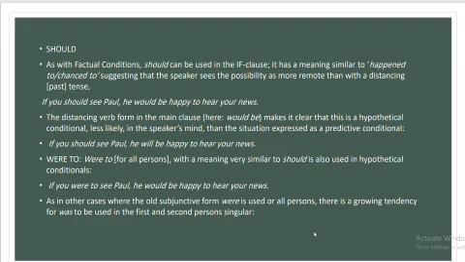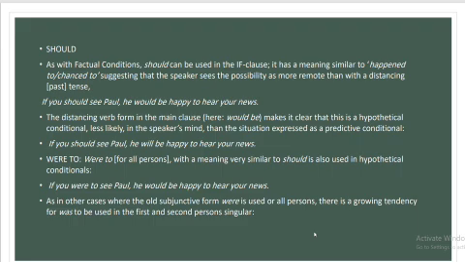Please pay attention to the distancing verb form in the main clause. Here it is would be, which makes it clear that this is a hypothetical conditional. It is less likely in the speaker's mind than the situation expressed as a predictive conditional. Okay, look at the example. If you should see Paul, he will be happy to hear your news.